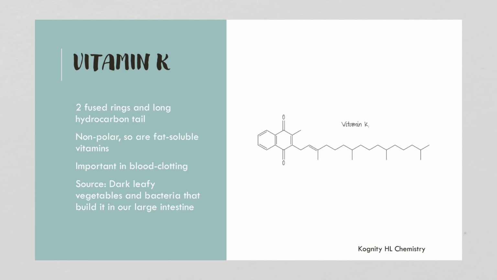So I'm sure you can start seeing the pattern. This is vitamin K, and again, non-polar, so it will be fat soluble. Vitamin K has two fused rings again and a long tail. Its job is to help with blood clotting, and a source of vitamin K would be dark leafy vegetables. And actually, we have bacteria that live in our intestine that help build vitamin K as well.